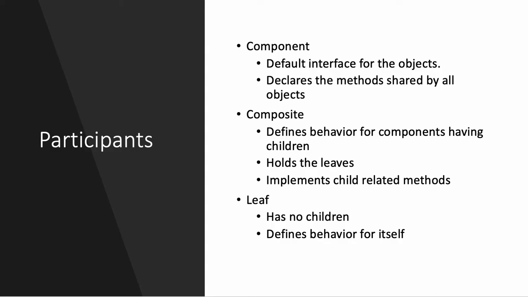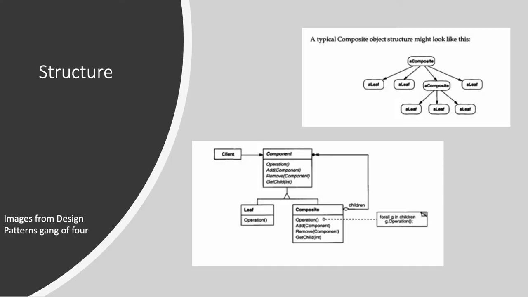The participants are the component, which is the default interface for all the objects, composites, and leaves, as well as declares the methods shared by all the objects. The composite defines behavior for components having children. These hold the leaves, as well as implement child-related methods, such as add, remove, or get child. Leaf has no children and defines the behaviors for itself. This would be acting upon the operation, as seen in the composite class and in the leaf class.